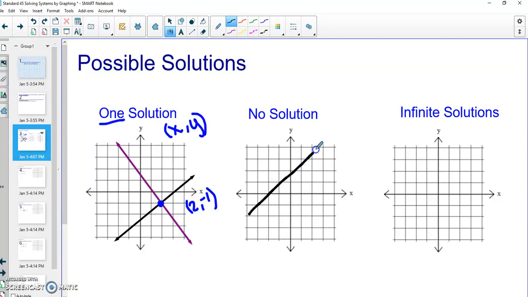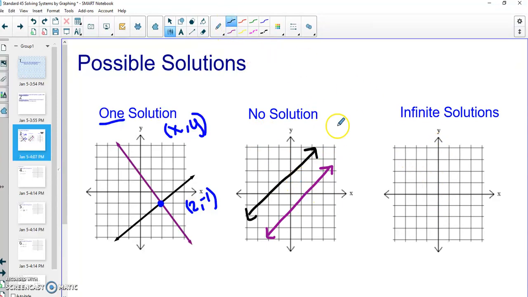Alright, no solution. Here's one of my lines, that's one linear equation. Then I would have another linear equation that would look like this. This is an example of what no solution would look like. These are two parallel lines. Parallel lines are never going to intersect, or never going to cross. That's why we have no solution, because they're never going to intersect each other.